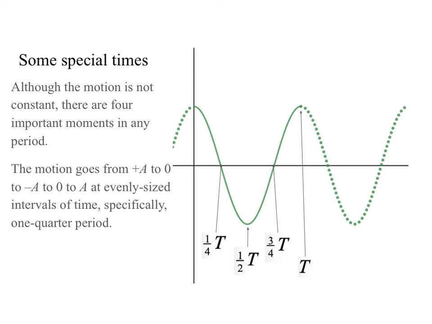Although the motion is not constant, there are 4 important moments in any period. The motion goes from being at the amplitude to being at 0 to being at minus the amplitude to being at 0 to being back to the amplitude every quarter period. And they're spaced evenly, which is nice. That's about the only thing that's spaced evenly. The cosine curve is not otherwise very elegant and precise, but it happens to have a certain kind of symmetry at these locations, and they're worth knowing: you have a quarter T, a half T, 3/4 T, and T again, and then it repeats.